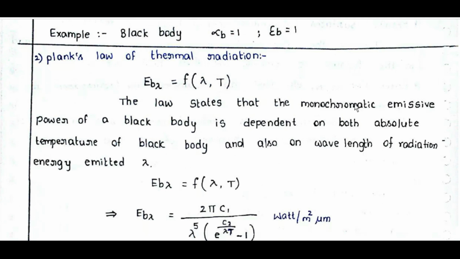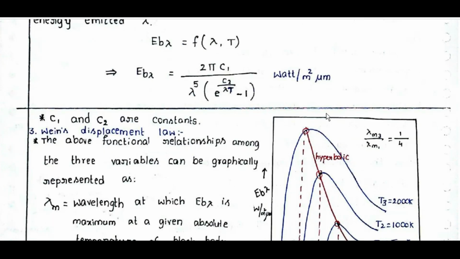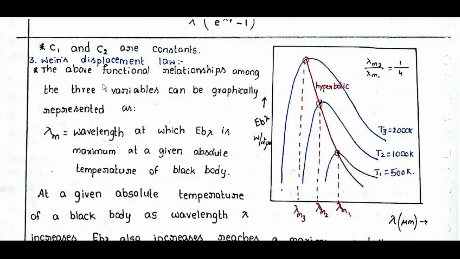Planck's law of thermal radiation, EB lambda is equal to F of lambda comma T. The law states that monochromatic emissive power of a black body is dependent on both absolute temperature of black body and also on wavelength of radiation energy emitted lambda. EB lambda is equal to 2 pi C1 by lambda power 5 into e power C2 by lambda T minus 1, watt per meter square micrometer. C1 and C2 are constants.